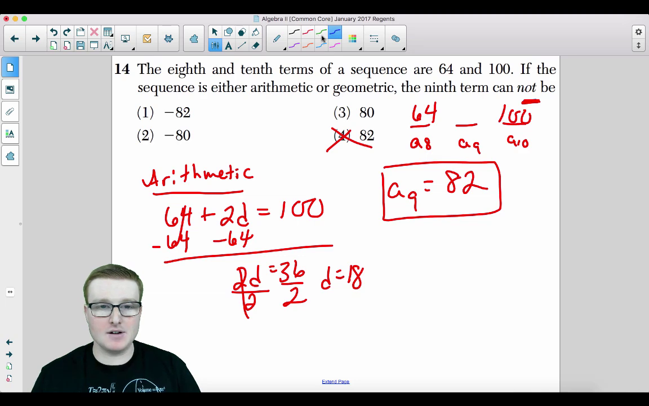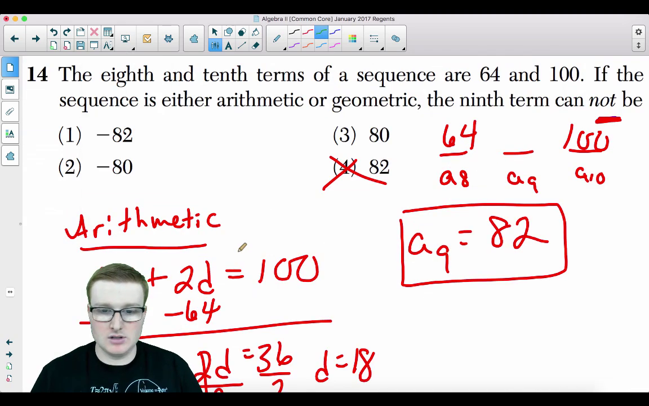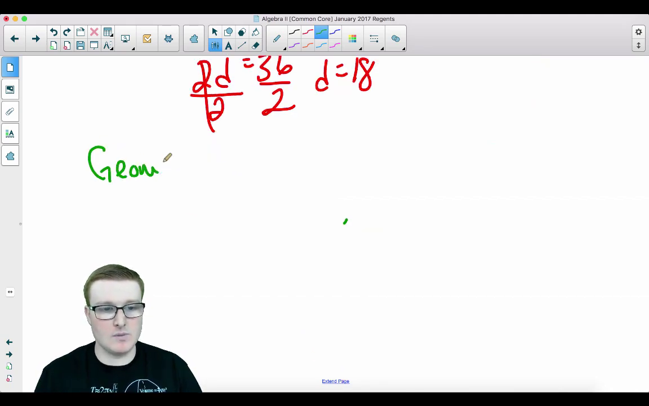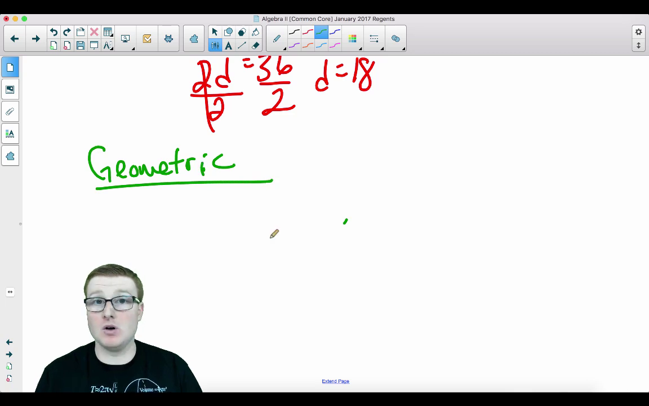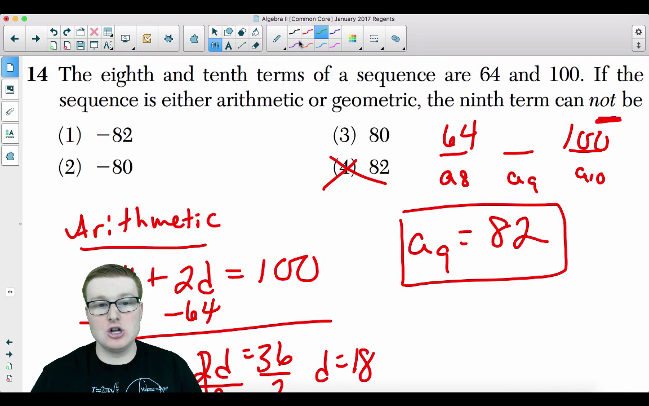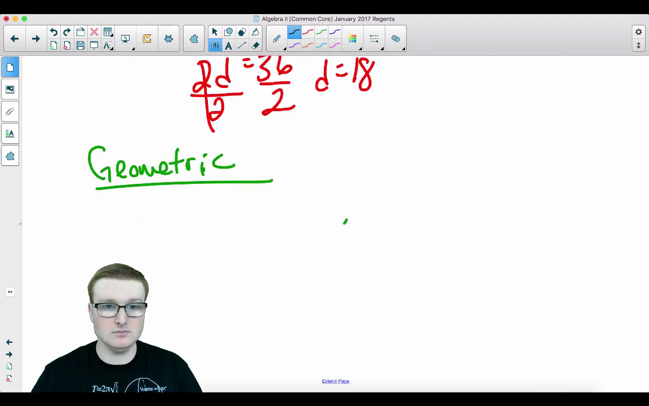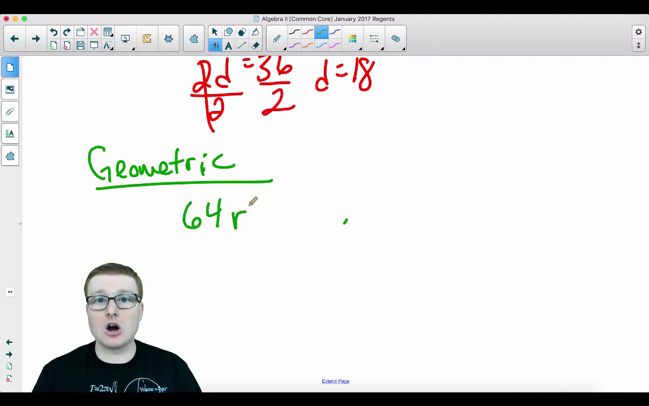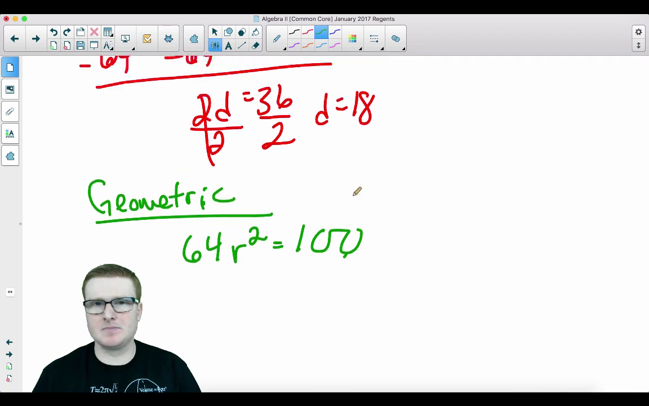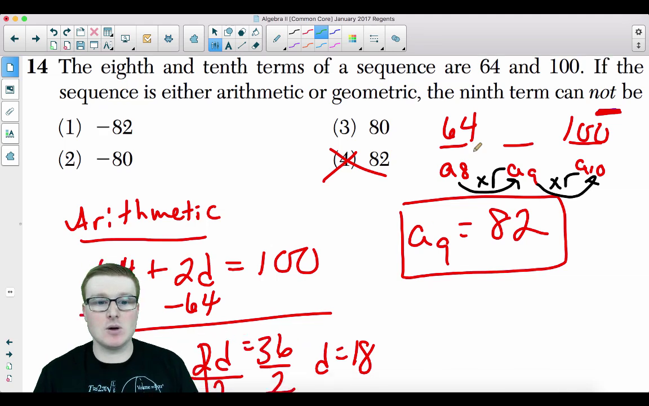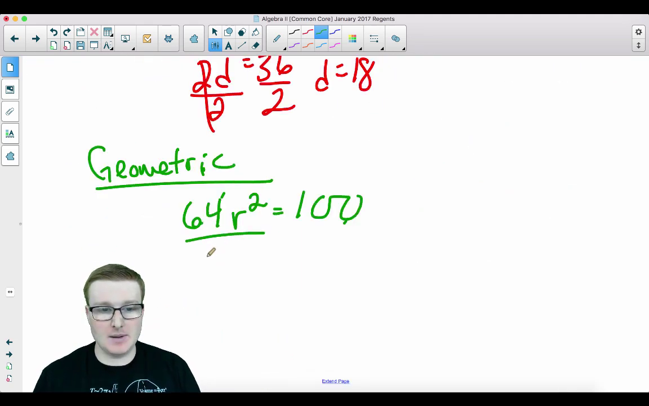So now forget about arithmetic for a second. Now let's figure out geometric. Well, now geometric is a little different. Remember, arithmetic, we're adding. Geometric, we're multiplying. So this time, we're actually going from a sub 8 to a sub 9. We're multiplying by the common ratio r. Then from a sub 9 to a sub 10, we're multiplying the common ratio of r. So 64r squared equals 100. What did I do? I took the 64, I multiplied those two r's together, got r squared, set it equal to 100. You could solve for your common ratio. Divide by the 64 on both sides.